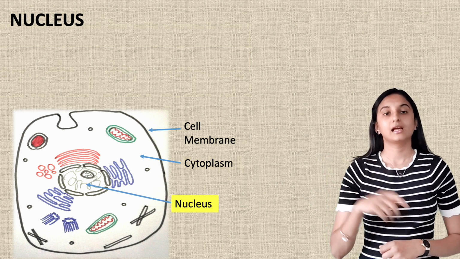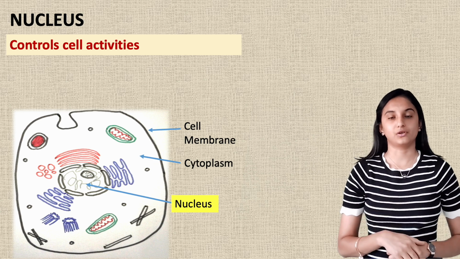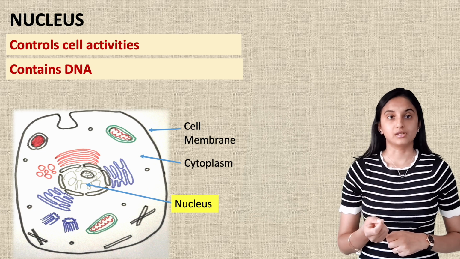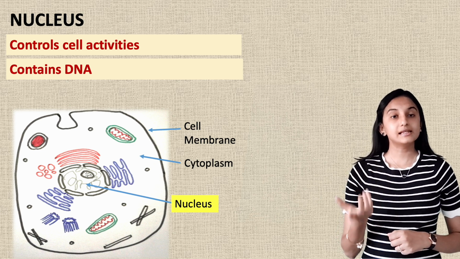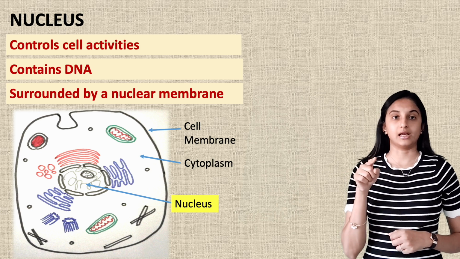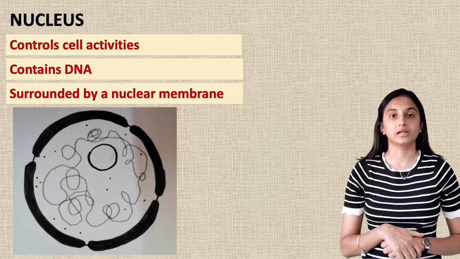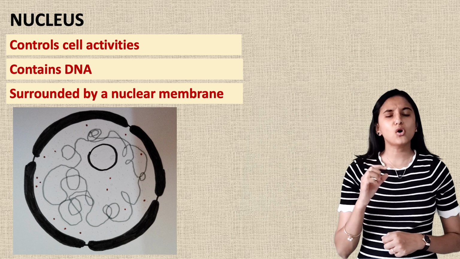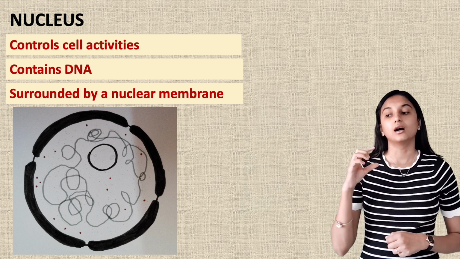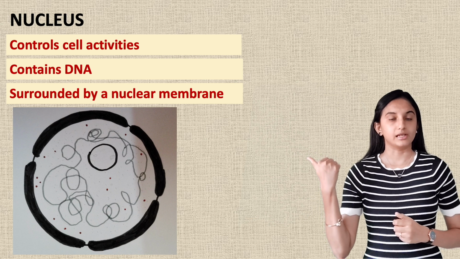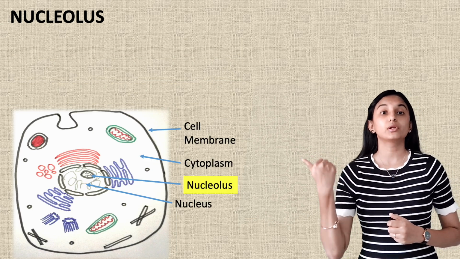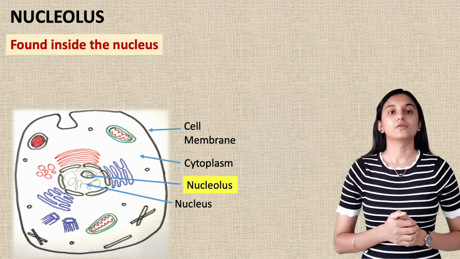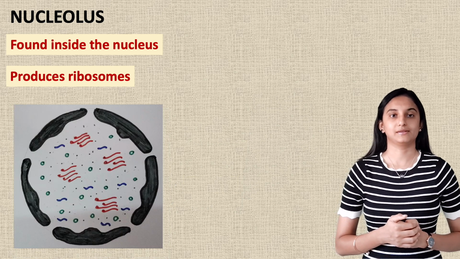Next, the nucleus. The nucleus is the control center of the cell. It contains DNA, which carries genetic instructions for growth, reproduction, and cell function. Surrounding the nucleus is the nuclear membrane, which regulates what enters and leaves the nucleus through small openings called nuclear pores. Inside the nucleus, we find the nucleolus, which produces ribosomes, the organelles responsible for protein synthesis.